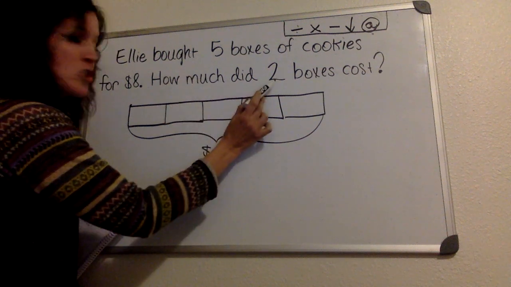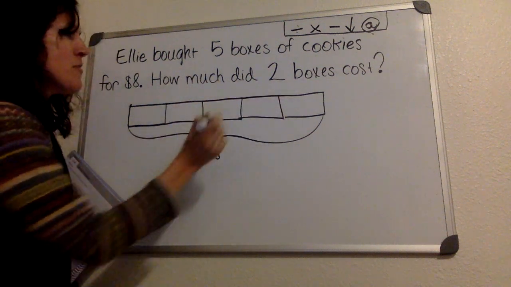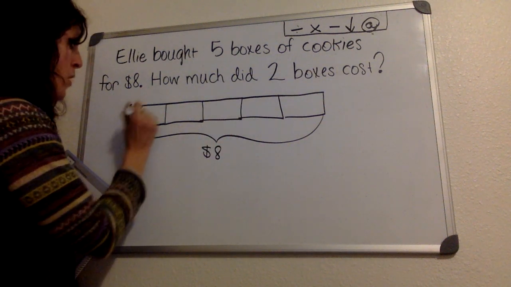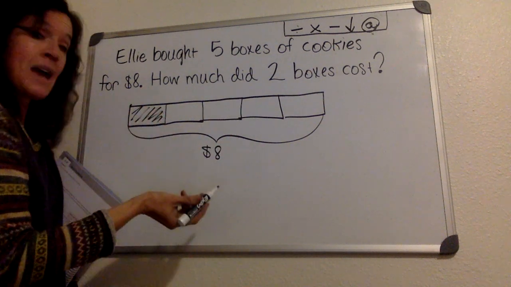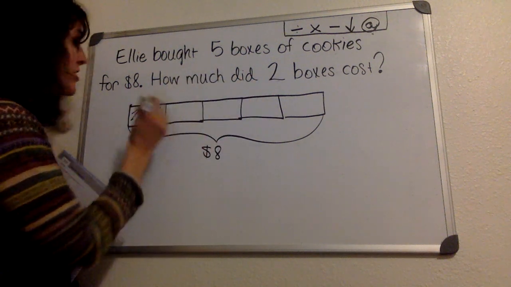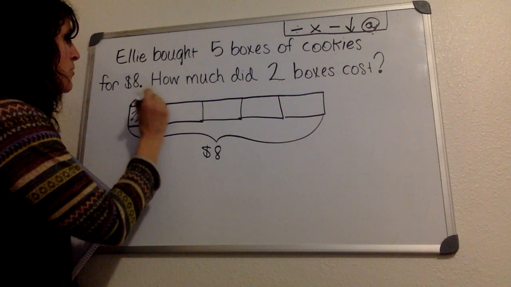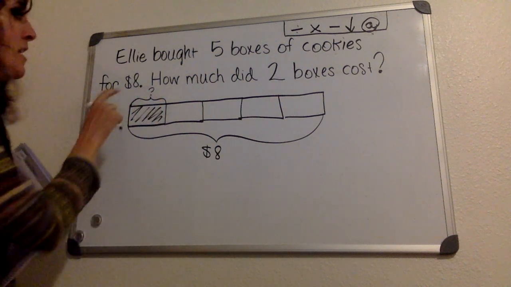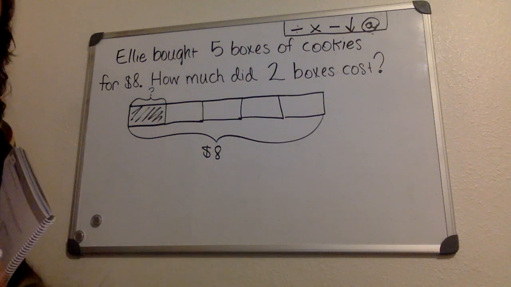Okay, we want to know, well, that's weird. We want to know how much 2 boxes cost. But before we can figure out that 2, how about we just figure out what 1 box costs? I'd be happy with that right now because then it's probably pretty easy to figure out too. So let's start with this right here. This right here is our question mark. That's what we're trying to find.